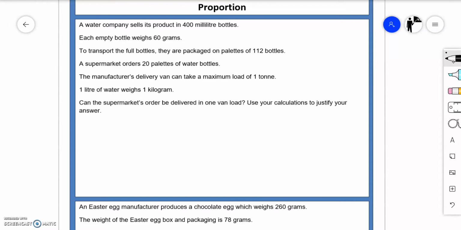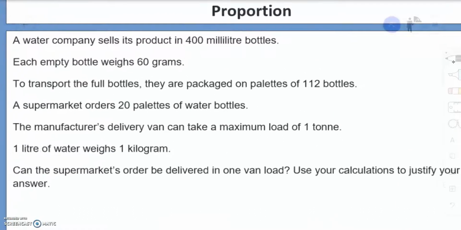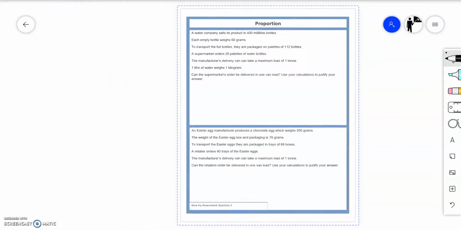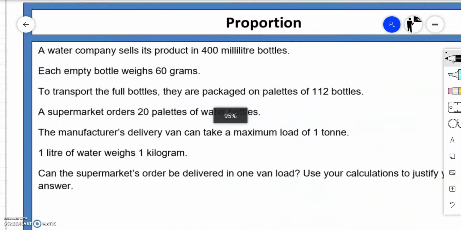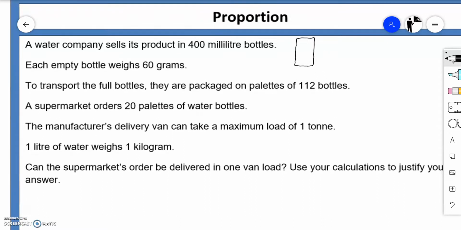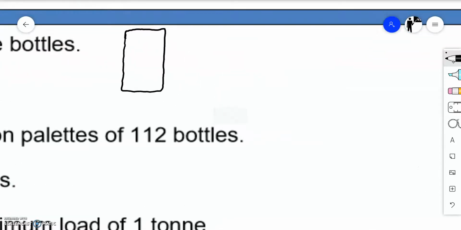So loads of information here. My advice for these sort of questions is to try and even just imagine it or draw a wee picture. So I'm going to draw a picture here to illustrate what's going on. I'm just going to let this represent a water bottle. A water company sells its product in 400ml bottles, so this can hold 400 millilitres.